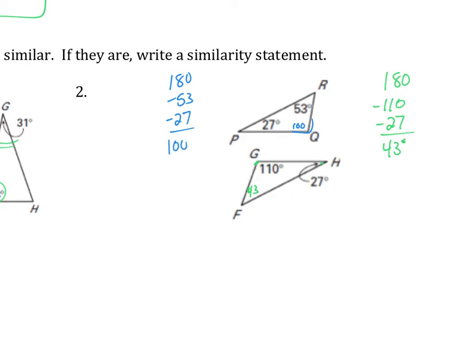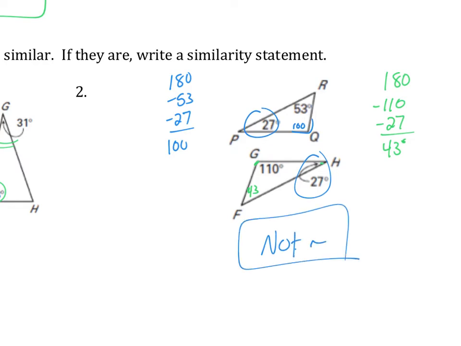So if you look, we have a 27-degree angle in each triangle, but that's all we have. The other angles are not congruent. So are these triangles similar? No, so let's put not similar, because we only know they have one pair of congruent angles, not two.